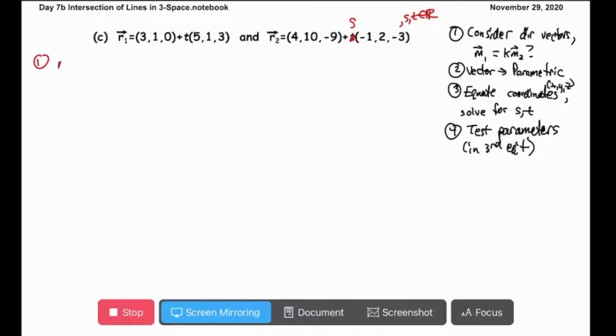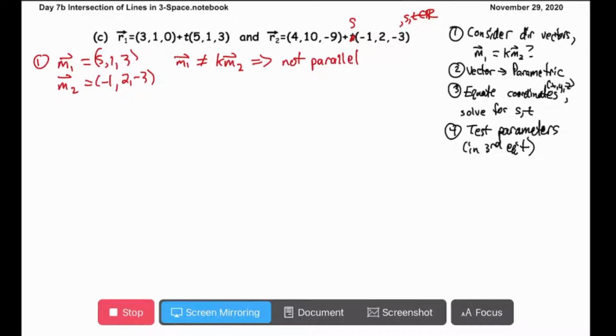So I'll have my M1, 5, 1, 3, and we'll have our M2, -1, 2, -3. We can see right away they aren't scalar multiples, but actually, I won't even bother doing the math. We can tell right away that if I divide these numbers, I'm not going to get the same quotient or k value. So M1 is not a scalar multiple of M2, and so we know these lines are not parallel.